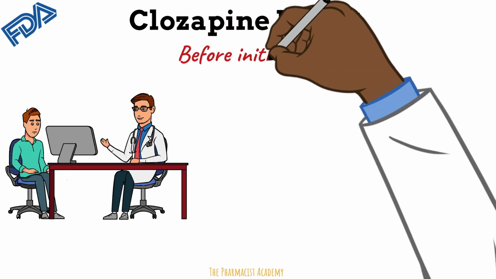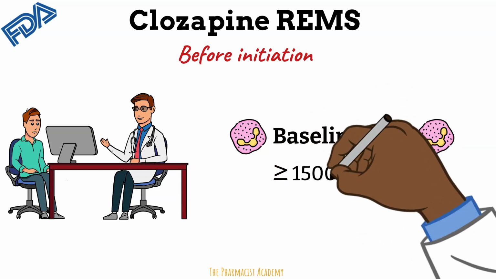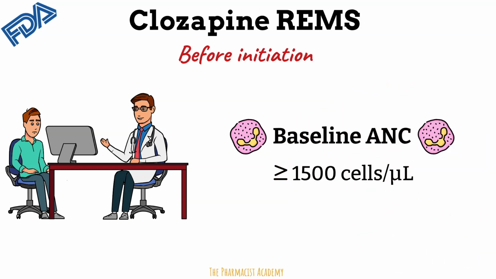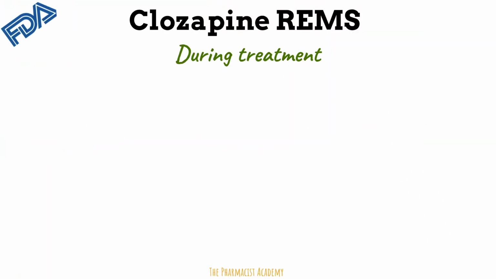blood. Now, before initiation, a baseline ANC must be at least 1,500 neutrophils or cells per microliter of blood for the general population. There are patients in certain ethnic groups with a condition known as benign ethnic neutropenia, which is characterized by lower baseline ANC than we see with the general population. I will not be covering this in the video, but just know they may have different monitoring parameters. Now, during treatment, continuous ANC monitoring is still required, which must be reported to the clozapine REMS.